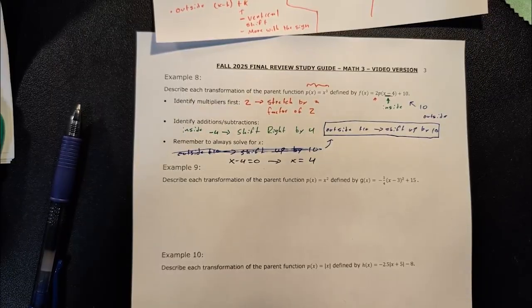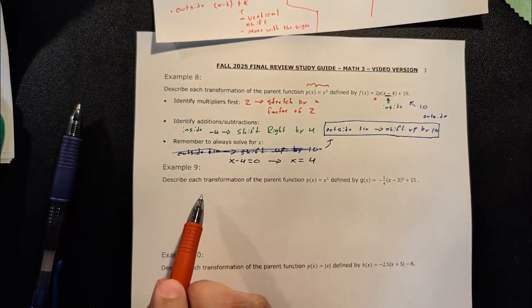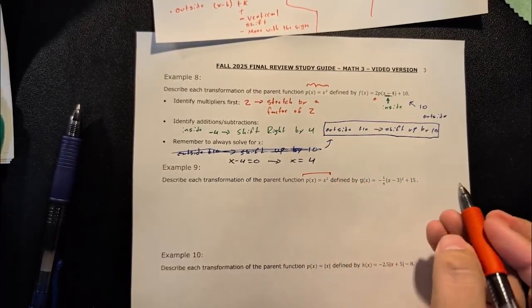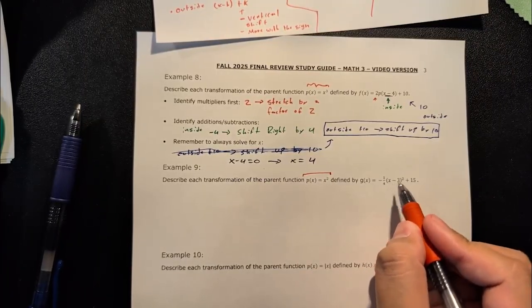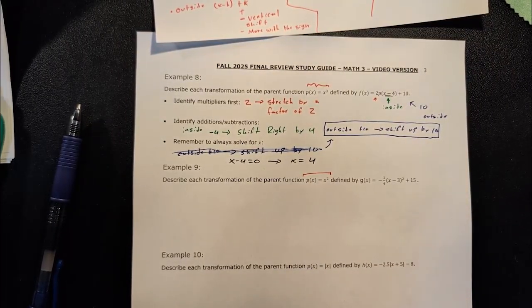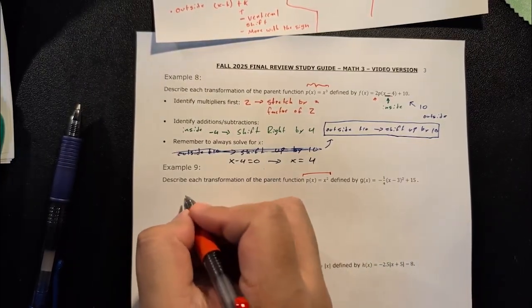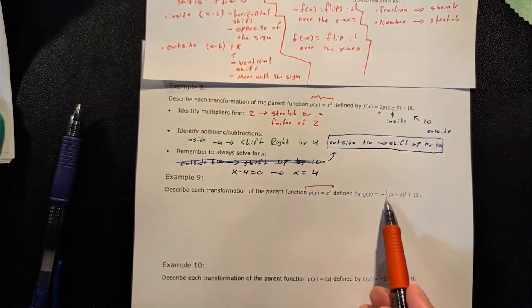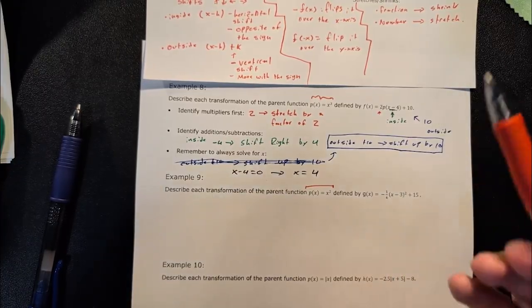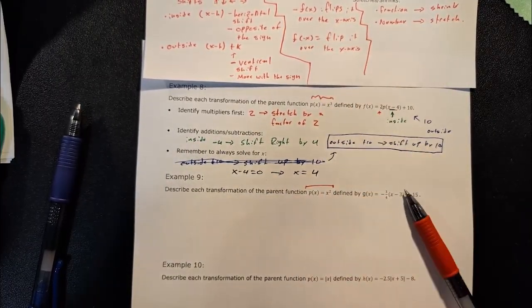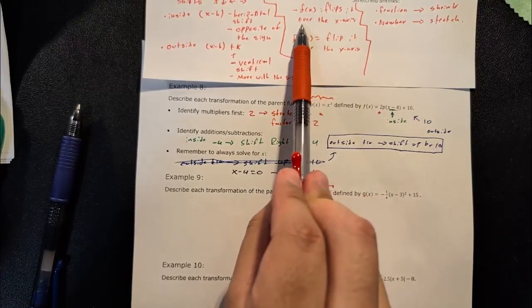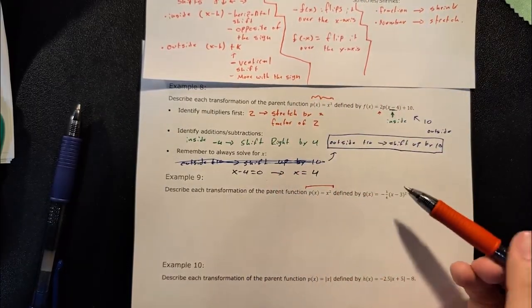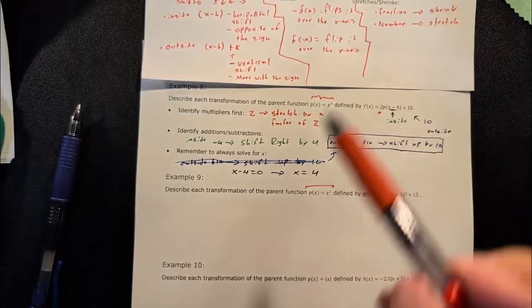Okay, example 9. Describe each transformation of the parent function x squared defined by this. So we have negative 1/4, and we have a couple of things going on. This negative 1/4 is actually doing a couple of things. First, it is negative, so we have a negative in front. We have a flip over the x-axis. So it's going to flip over the x-axis, and then it's a fraction, so it's going to be shrinking.